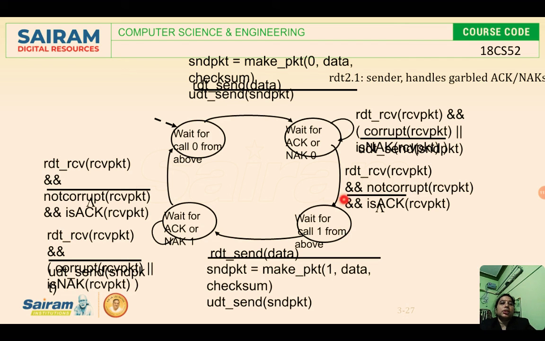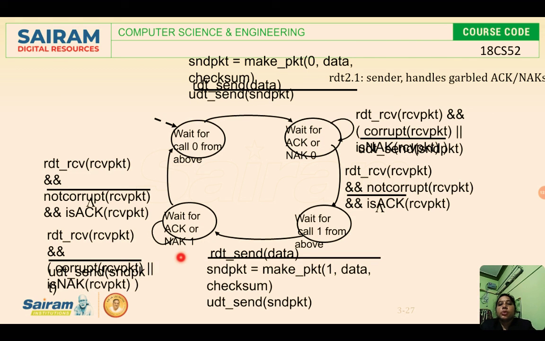The data 1 has been transferred successfully, so it goes for the next data transfer, that is data 2, whose sequence number is 1. The same process takes place again. It creates the packet, but the sequence number will be 1 here. Then it sends it to the underlying layer. After sending the data, it goes to the next state, that is wait for acknowledgement or negative acknowledgement 1. What is this 1? It is the sequence number of the second data, just as 0 is the sequence number of the first data.